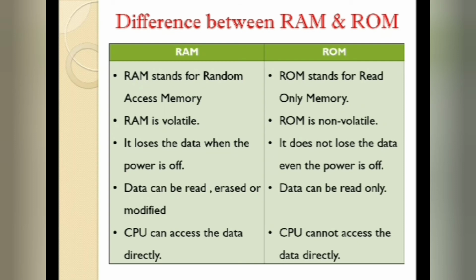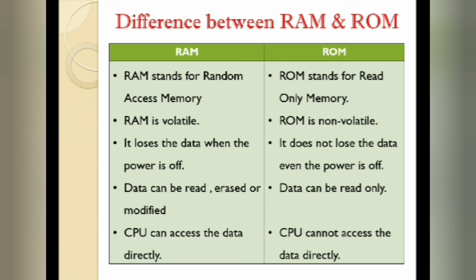Why is it called volatile? It loses the data when the power is off. RAM loses the data when the power is off. That is why the RAM is called volatile memory. In ROM, why is it called non-volatile memory? Because the ROM does not lose the data even if the power is off. That is why the ROM is called non-volatile memory.